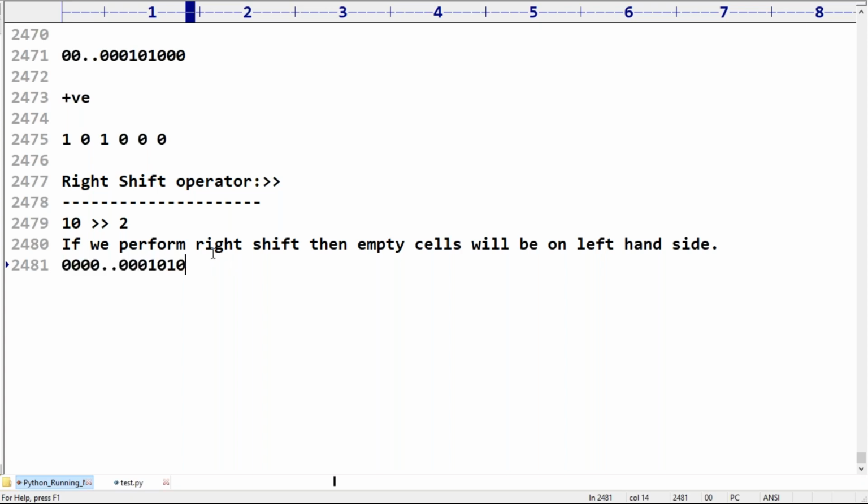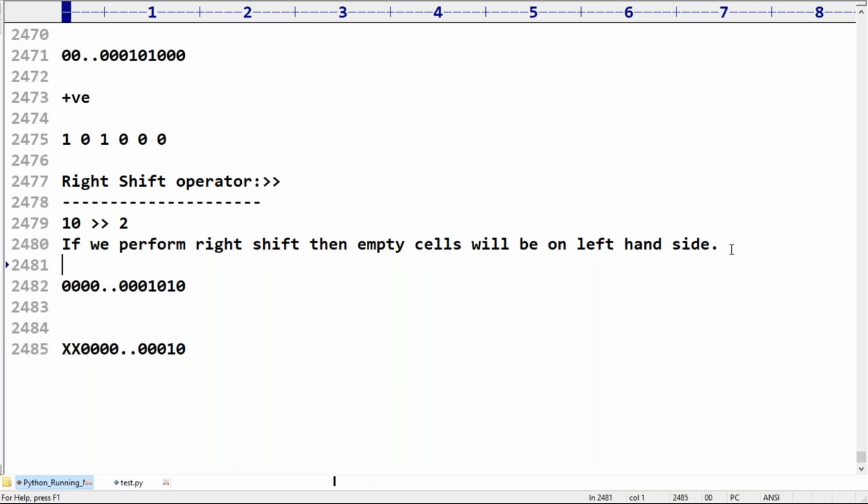Can you please shift the bits of 10 two times to the right hand side? Two times to the right hand side means these two bits by default will be gone. Empty cells will be there. These empty cells are always filled with which one, sir? Anyone, can you please tell? Always filled with the sign bit, not 0. Remember carefully, sign bit, not 0.